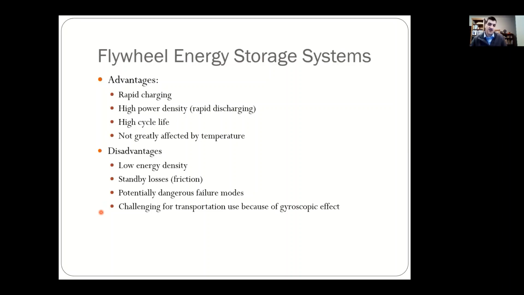The last thing here is that it's difficult to use these for transportation, like say for a vehicle, because of the gyroscopic effect. What would happen is that if you had this thing rotating inside of a vehicle, it would be very easy to turn one direction, but it would be very difficult to turn the other direction.